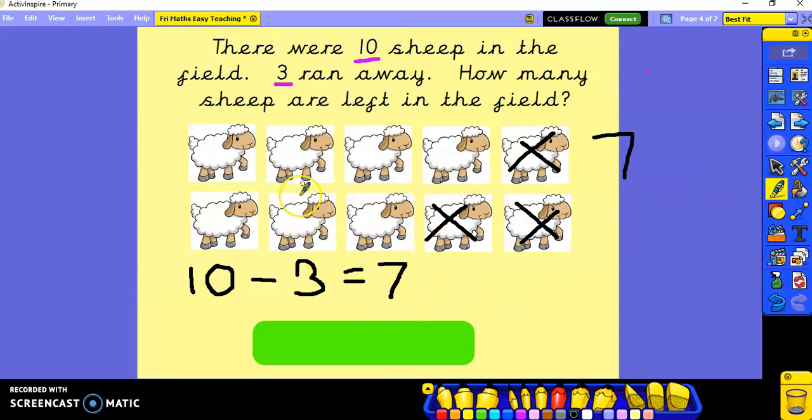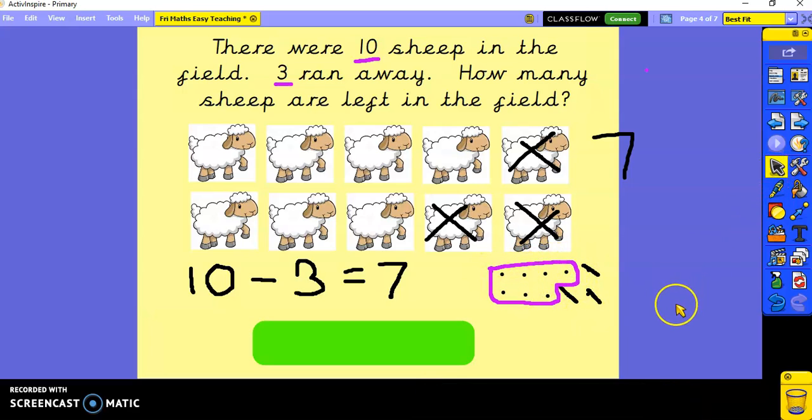Now, I didn't have to use the pictures because maybe there isn't a printer at home. You could draw the workings out instead. You could look at them on the screen. You could draw your own 10 sheep, or you could draw your 10 dots, which is just what I'm doing here. I'm going to quickly count them. 1, 2, 3, 4, 5, 6, 7, 8, 9, 10. I can cross 3 of them out. And you can see that I've got 1, 2, 3, 4, 5, 6, 7 left here as well.